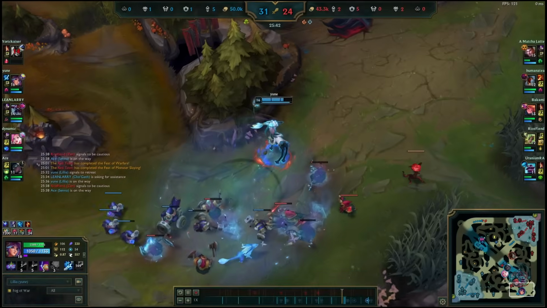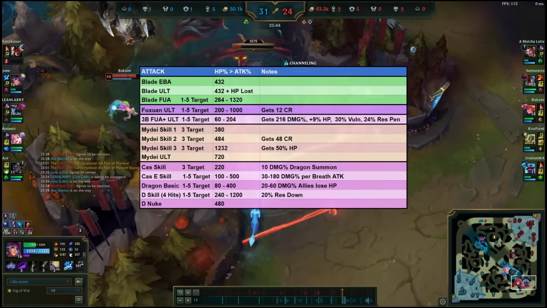Moving on to the end of the video, I'll put a chart on the screen of the HP to attack conversion for our characters.